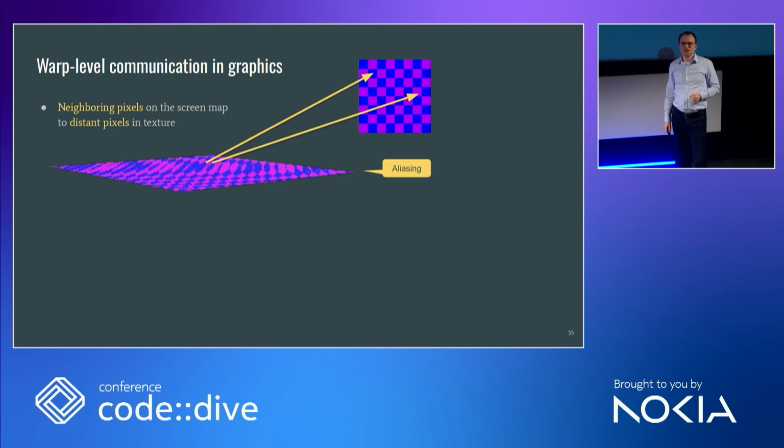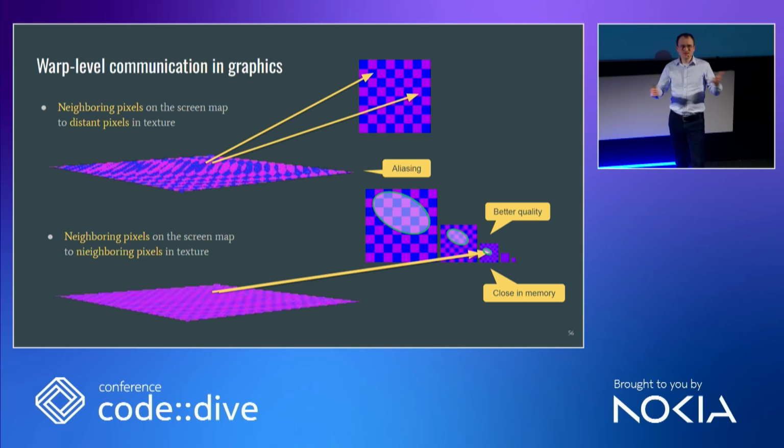And warp level communication is also very useful in graphics. For example, when you have a game that renders a polygon on the screen, some polygon in the distance, you can have 2 pixels that are very close, like neighbors on the screen. But because the polygon is so far away, they actually map to very distant pixels in the texture. So this will produce those aliasing artifacts, those noisy textures that just look bad.